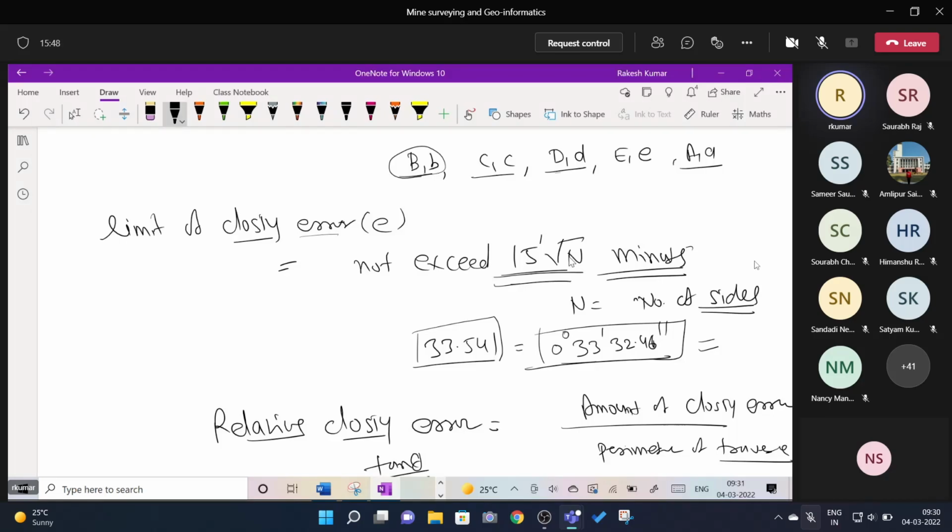Just give me the value. I don't have calculator right now. 15 minute under root 5. How much you get? 33.541. Convert in the minutes, 33 minute. So this is minutes only, 33.54. That's why the least count of compass is 30 minutes, designed in that way. Now you can find the E by L. So then your accuracy should be your linear measurement. This is the concept.